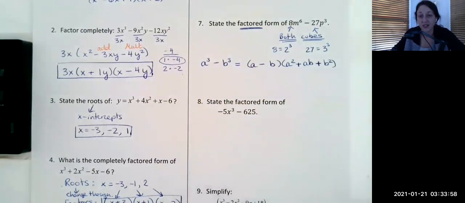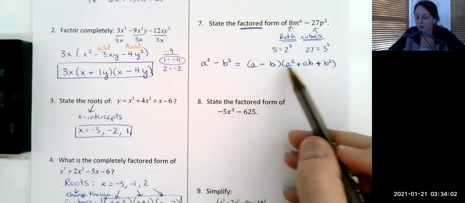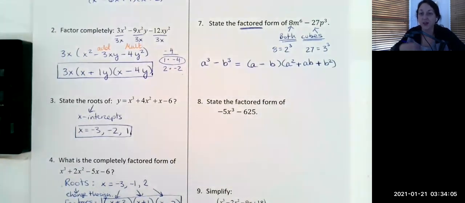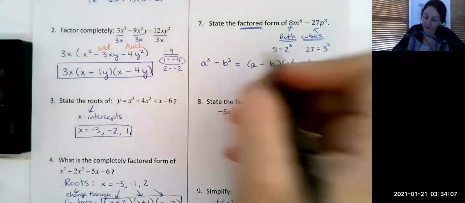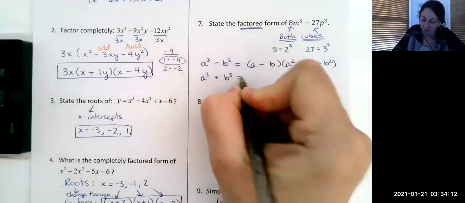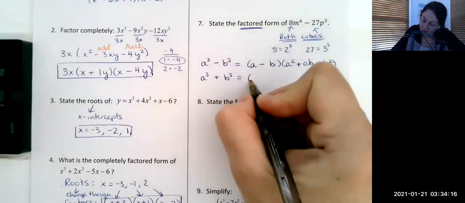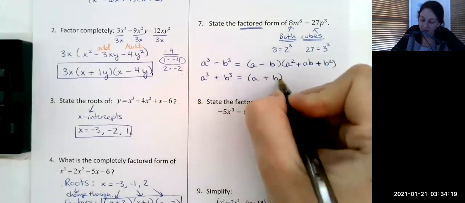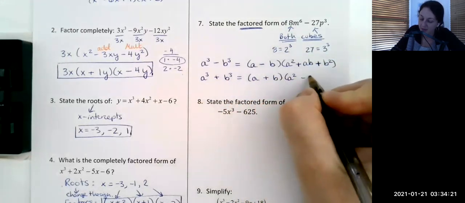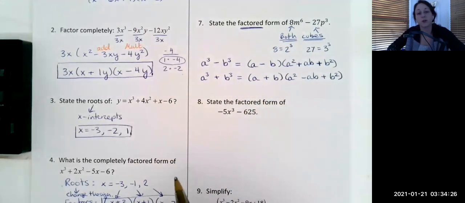So if you can break down what your cube roots are, you can plug those cube roots into the factor pattern and not have to do much work at all. Same goes for a cubed plus b cubed. If you can figure out what your cube roots are, like 2 and 3, you can plug them into the pattern a plus b, a squared minus ab plus b squared. And these patterns will hold true for any pair of cubes.